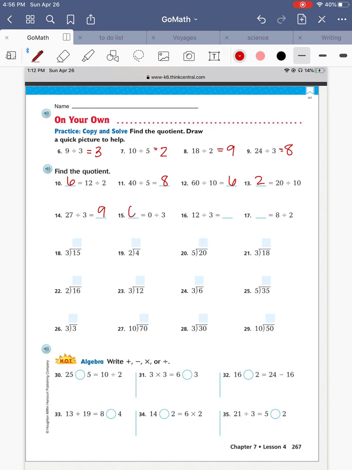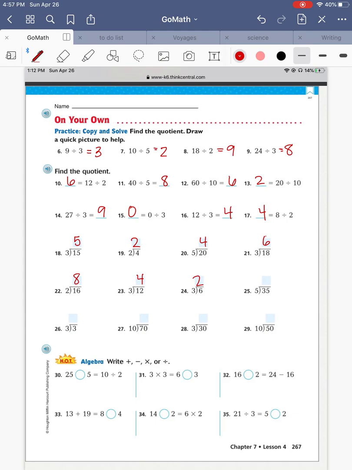0 divided by 3 is 0. 12 divided by 3 is 4. 8 divided by 2 is 4. 15 divided by 3 is 5. 4 divided by 2 is 2. 20 divided by 5 is 4. 18 divided by 3 is 6. 16 divided by 2 is 8. 12 divided by 3 is 4. 6 divided by 3 is 2.